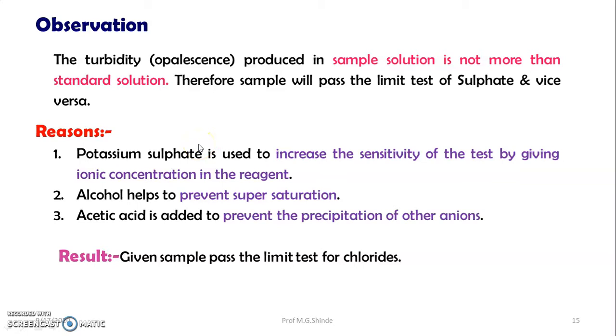Now, different reagents are used during this limit test for sulfates, and there are reasons for each. We have used ethanolic potassium sulfate, which is used in this practical for increasing the sensitivity of the test by giving ionic concentration in the reagents. We are also using alcohol, which helps in preventing supersaturation. We have used acetic acid here to prevent the precipitation of other anions.